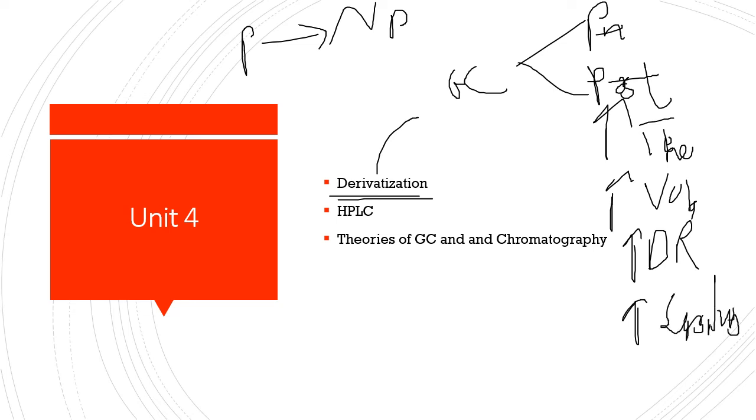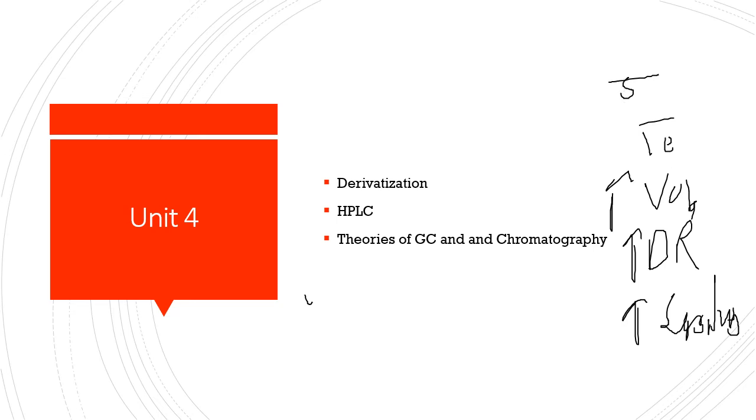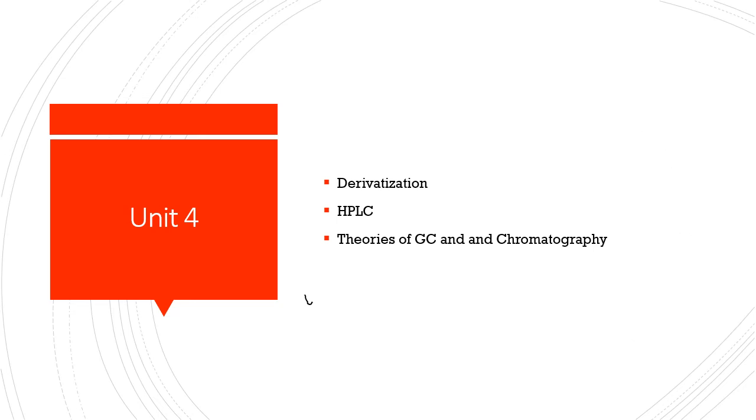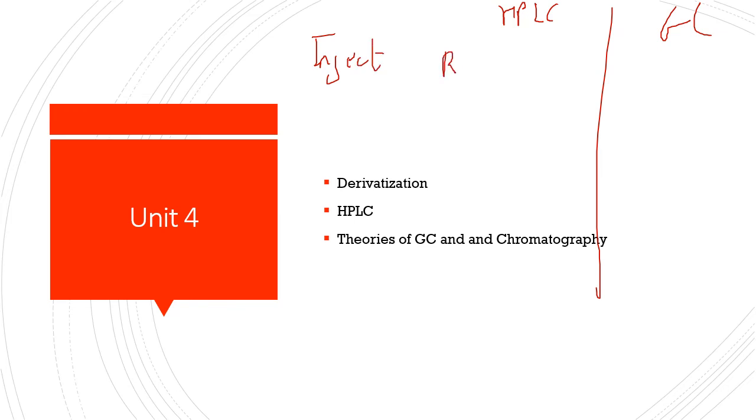These are the different objectives behind derivatization. In HPLC, basically you have to study about the pump and the injecting system. So whenever you go for unit number 4, always see to it that you follow this sequence that I'm going to tell you, because that is very important. Suppose this is HPLC, this is GC. Firstly, you have to study about the injector. Injecting system in HPLC is Rheodyne or 6-port valve injector. In GC, it is split and splitless.